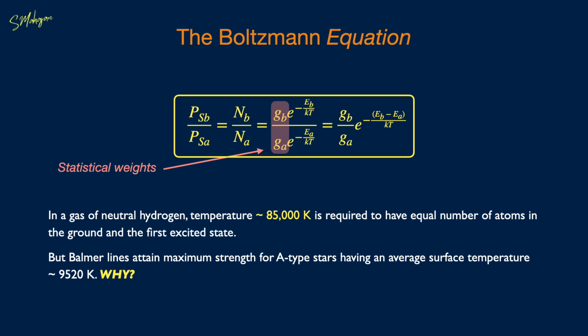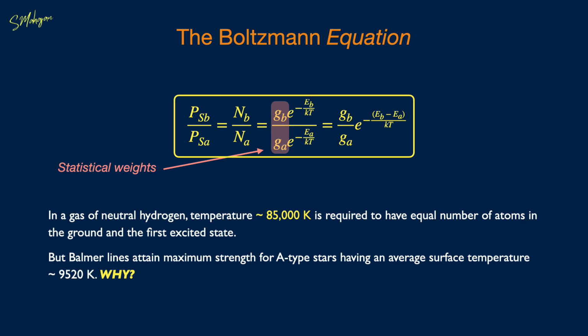Recall that the degeneracy of a state with principal quantum number n is 2n squared. This equation represents the ratio of the probability that the system is in any of the degenerate states SB to the probability that it is in any of the degenerate states SA. But since a stellar atmosphere comprises a vast number of atoms, the number of atoms is indistinguishable from the number of energy states, and therefore the ratio of probabilities is the same as the ratio of the number of atoms in each of the degenerate energy states as well. This is known as the Boltzmann equation.